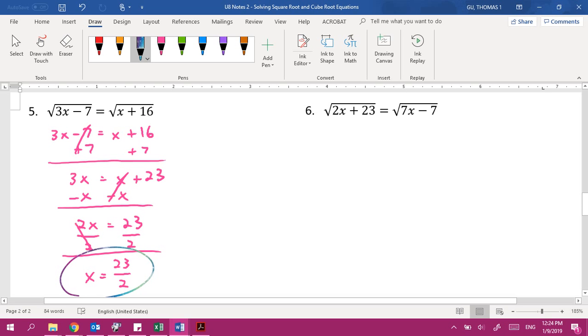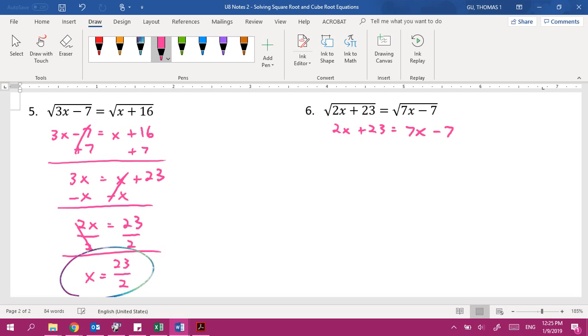Number 6. What is the first thing you do on number 6? Square both sides, yes. So what does that give me? 2x plus 23 equals 7x minus 7. That is correct. All right, what is next then? Subtract 23. So we could do that. Okay, you add 7? Yeah, because you could do it your way too, but then we'd have to deal with negative numbers, right? We don't want to do that.